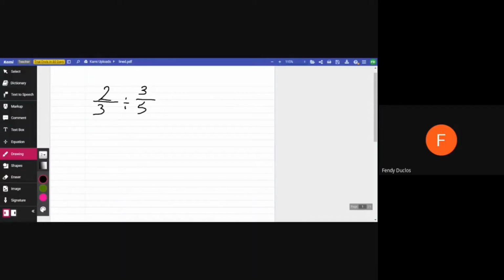As you see in the title, today we're going to be dividing fractions by fractions. So our first problem is going to be 2/3 divided by 3/5.